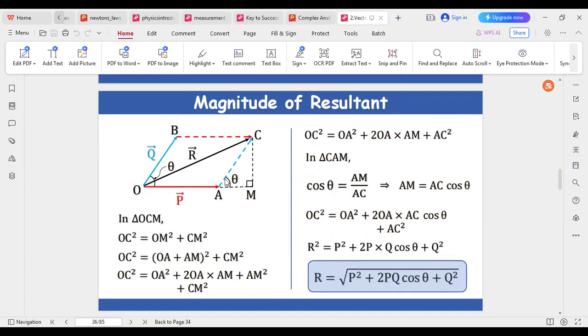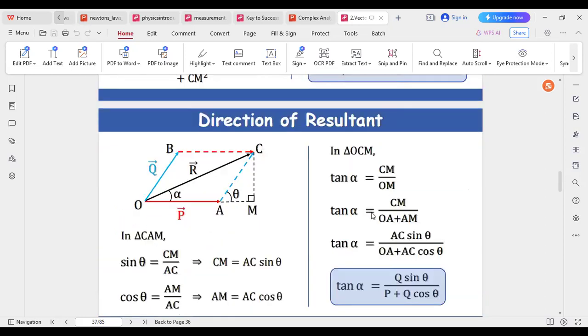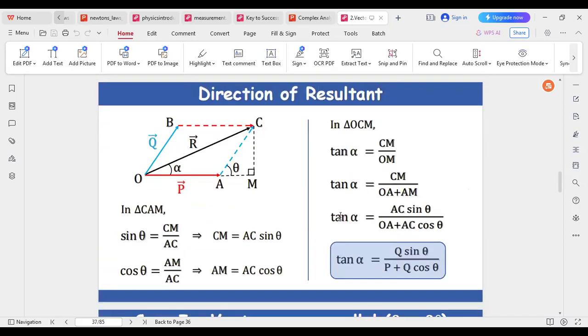This is the magnitude of the resultant. You must know this. The resultant R of vector P and vector Q can be expressed as root over P square plus 2PQ cos theta plus Q square. This is the resultant magnitude. Now similarly, the direction can be found like this.